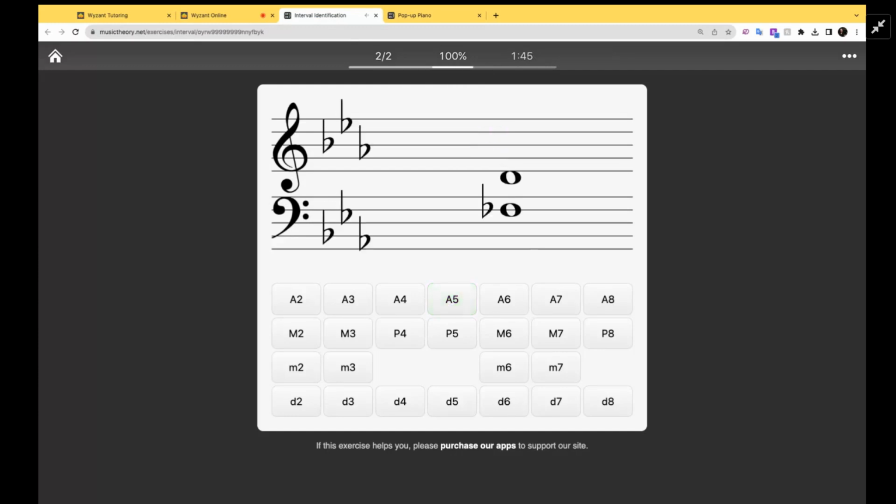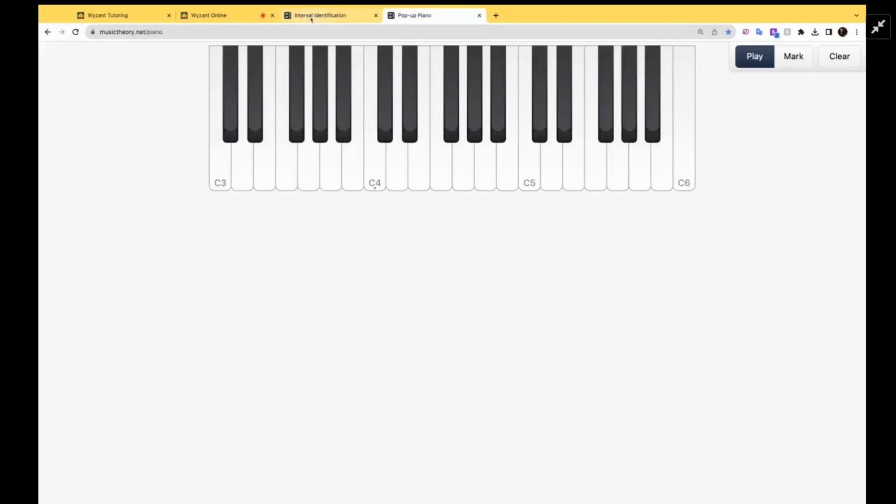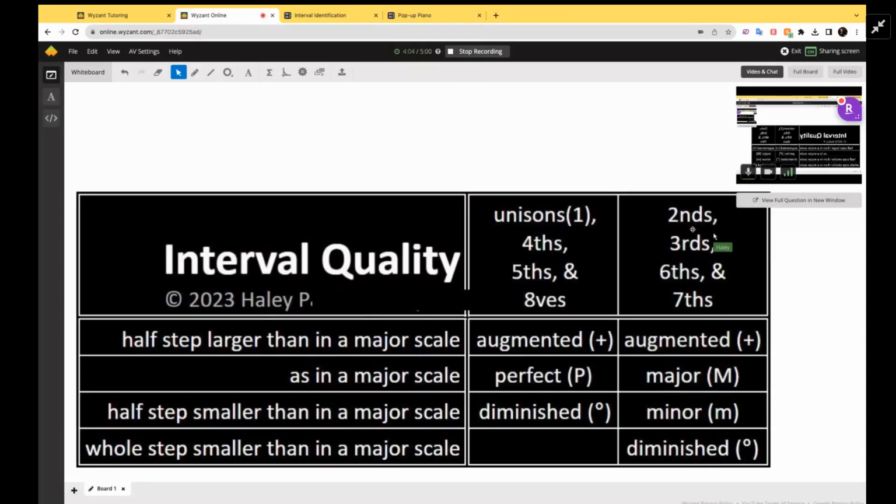Okay, here's another example. This one is from F flat to D. That's going to be some type of sixth. 1, 2, 3, 4, 5, 6. So that's going to come from the second column. Okay? Seconds, thirds, sixths, and sevenths.